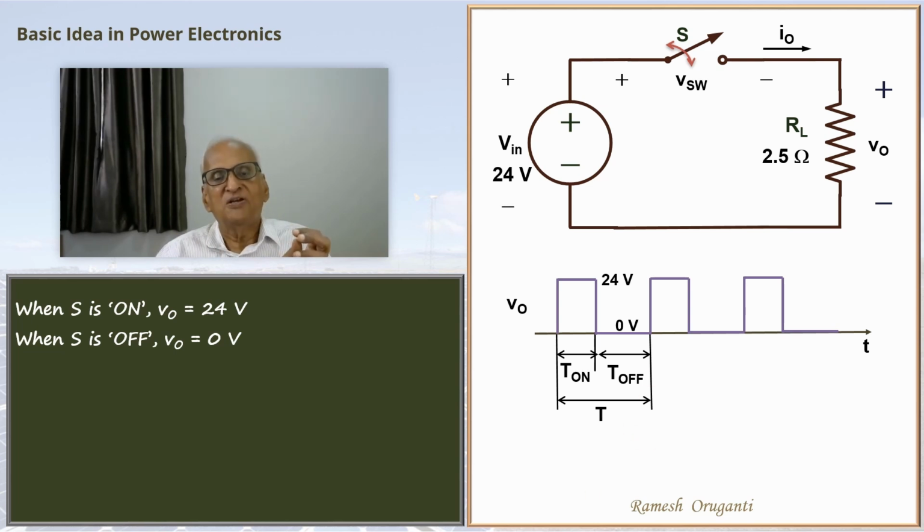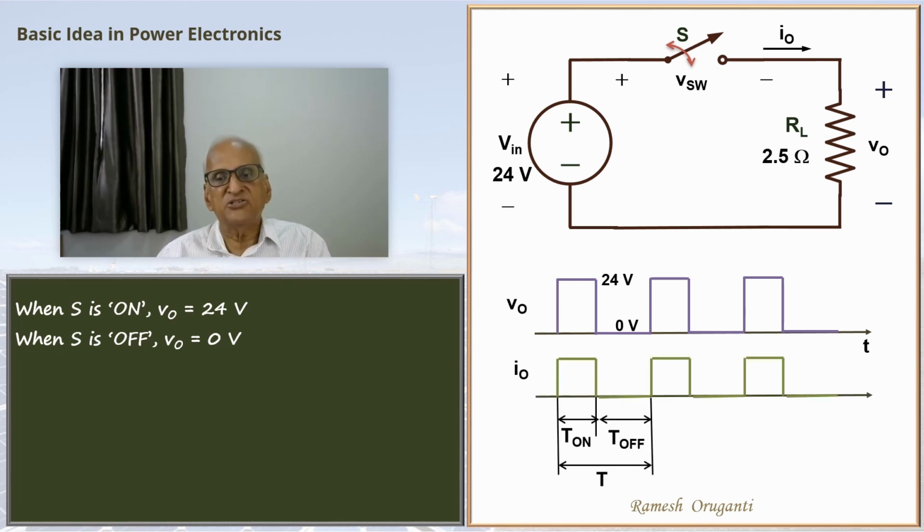So the waveform is a periodic waveform switching between 24 volts and 0 volts. Likewise, you can plot the current waveform. When the output voltage is 24 volts, the current will be 24 divided by 2.5 ohms, 9.6 amperes. And when the output voltage is 0 volts, the current will also be 0. So the green waveform here shows the current waveform i_o.